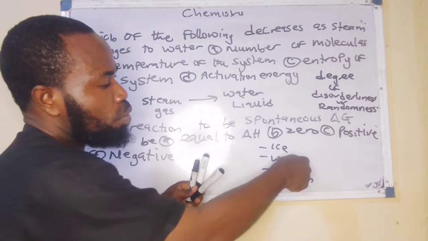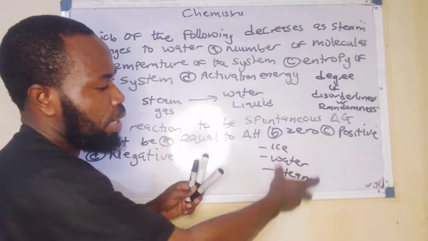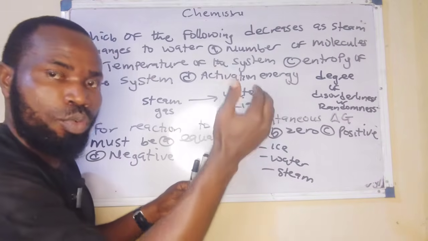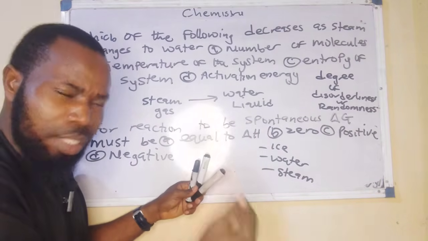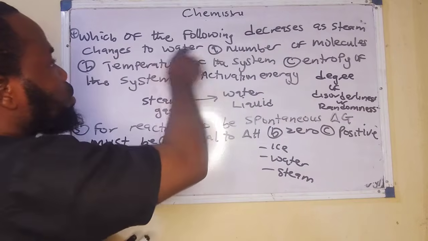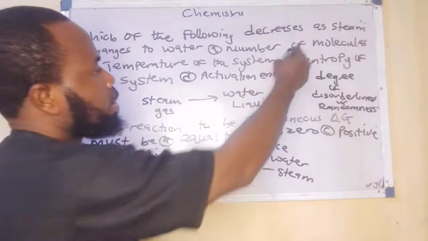So between water and steam, the one that is more disordered is steam. So it's changing from what? Steam to water. That means the entropy value is what? Is reducing, is decreasing. So they say, which of the following decreases as steam changes to water? So obviously the answer there is what? Is C.